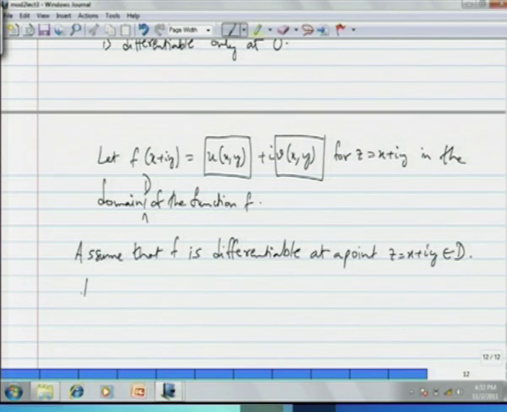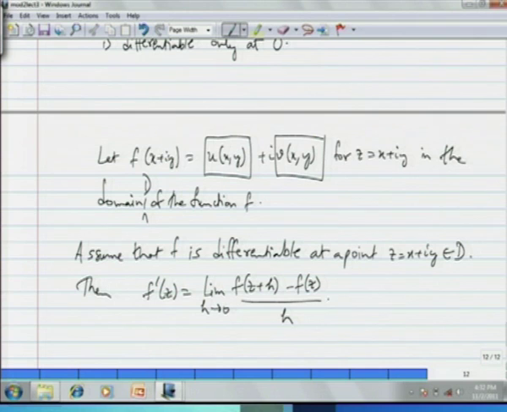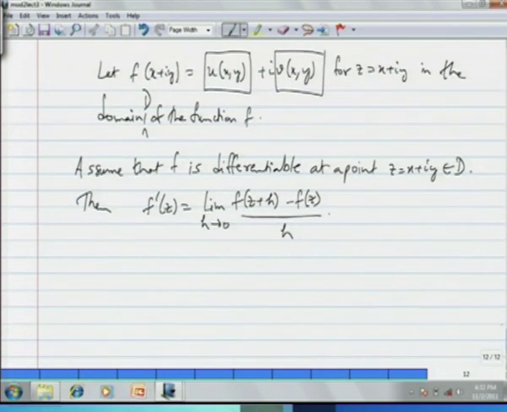Then of course, f prime of z is the limit as h tends to 0 of (f(z + h) − f(z))/h. So, like in the example we saw preceding this discussion, h can approach 0 through various ways, or at least through two different ways. One is through purely real numbers, and one is through purely imaginary numbers. So, let us examine what happens as a consequence.